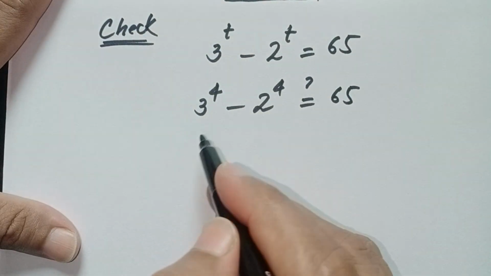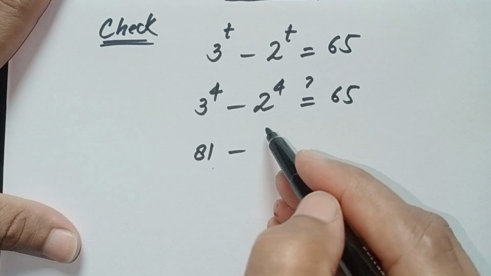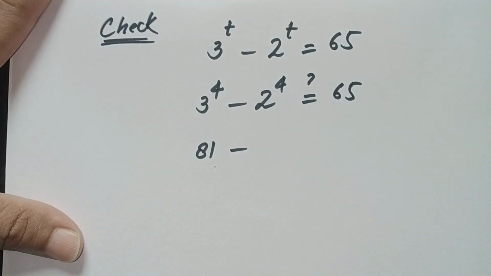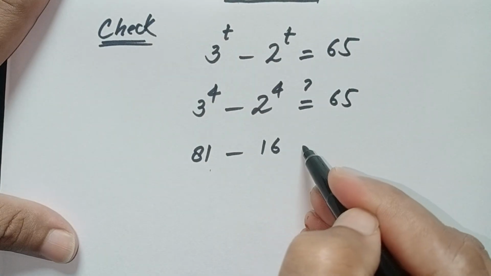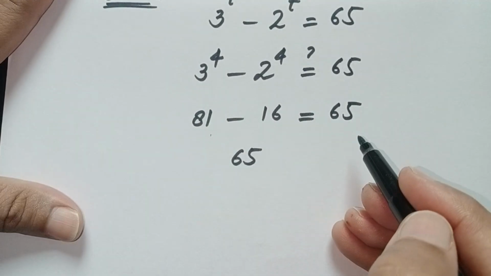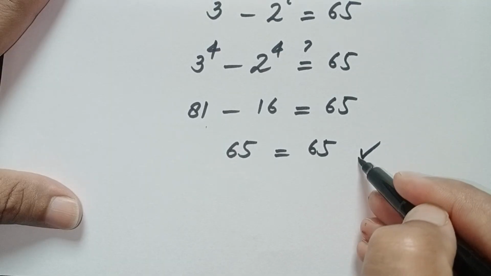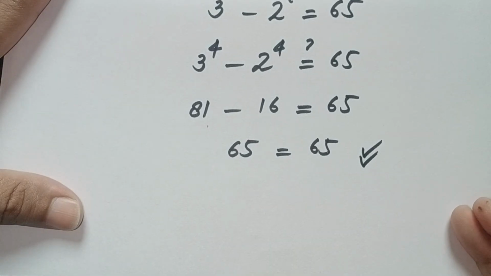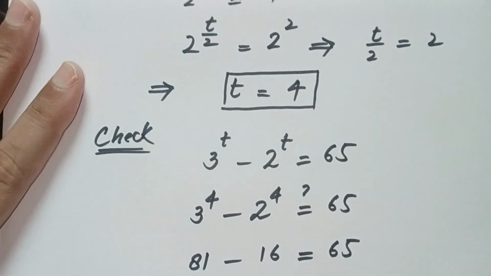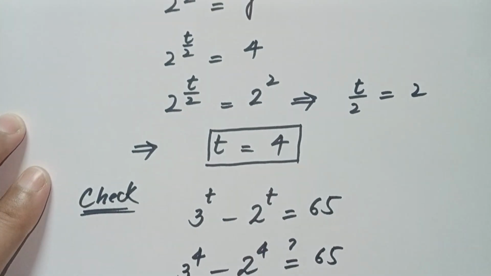So 3 power 4 is equal to 81, minus 2 power 4, which is equal to 16, is equal to 65. So 81 minus 16 is 65, which is equal to 65. So it is proved, it is clear that the value of t is 4. So it is the final answer to this question. The value of t is 4.